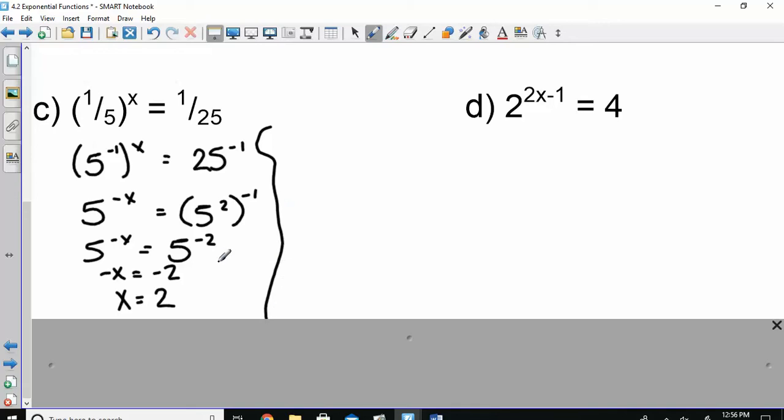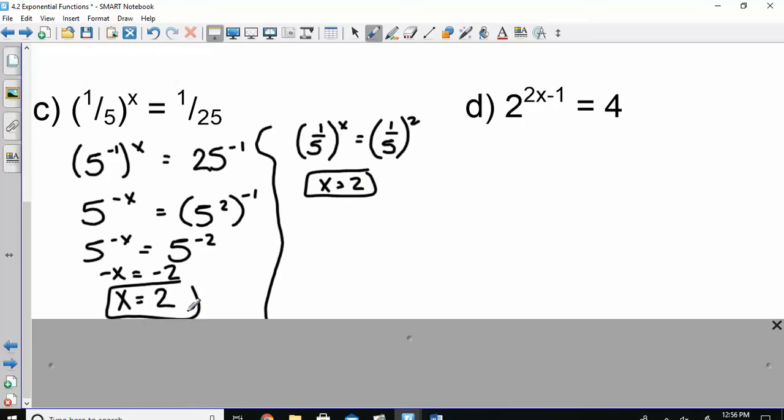Did anyone have a different suggestion? Okay. If you don't mind the fraction, this is 1/5 to the x. 1 over 25 is just like 1/5 squared. At that point, we have a common base, don't we? So you can drop them and set the exponents equal, and we get the exact same thing. So different options, but we will get the same answer either way. You just have to get an equivalent base on each side. Whether you change it into 1/5 or 5 doesn't matter.